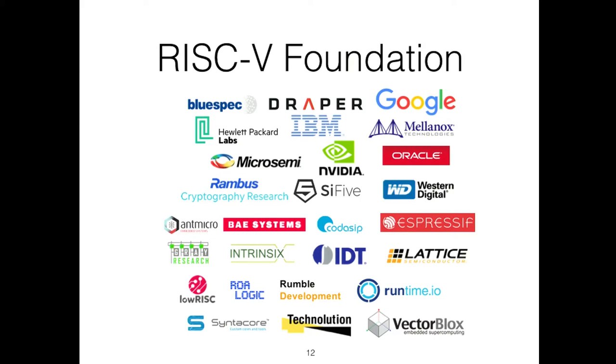They now have a RISC-V Foundation, and some pretty big companies are involved. You've got Google, HP, IBM, Mellanox, several of the Mellanox people are here, Microsemi, NVIDIA, Oracle, Rambus, Western Digital, my employer, BAE Systems, lowRISC. So there's a lot of people putting money behind RISC-V, and it's pretty exciting, especially for an open hardware project.